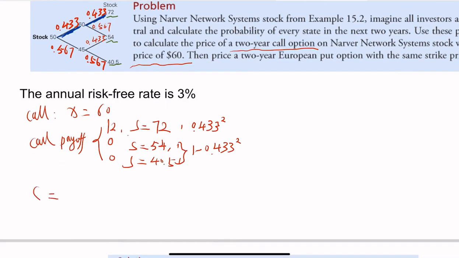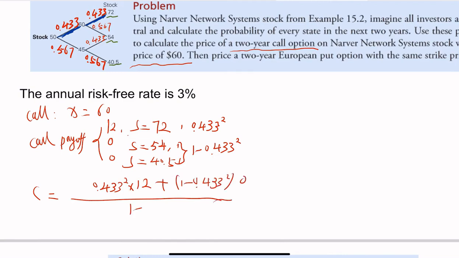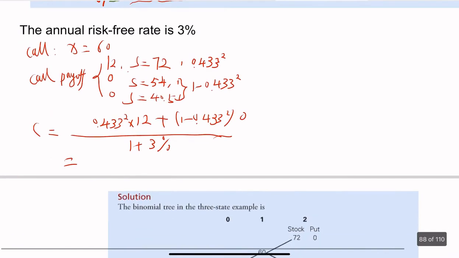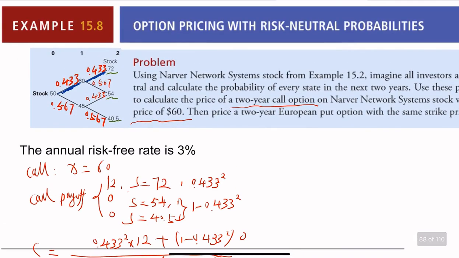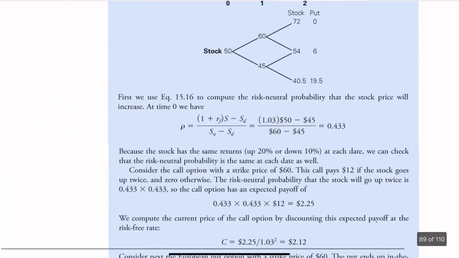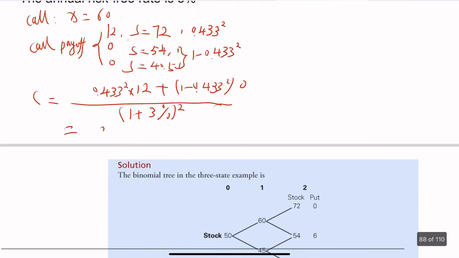So now we can calculate the call price. The call price would be, with this probability, we will get $12. And with this probability, we get nothing, divided by the risk-free rate. Oh, sorry, I forgot, because we have a 2-year call option, I have to put a squared here. So this gives us 2.12, right?